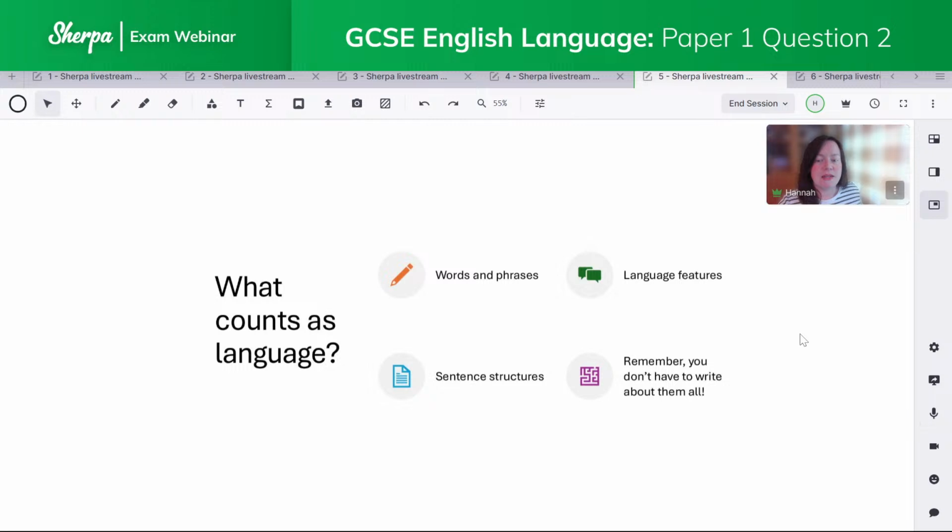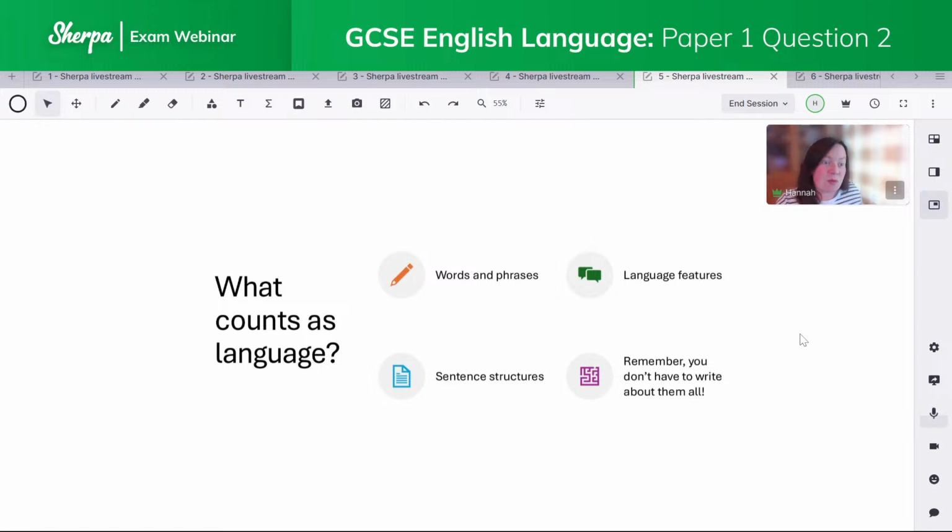So here we go. I keep saying language, analyse, analyse, and we need to talk about what counts. So it's words and phrases. That is just any particular word that stands out as being interesting, powerful, anything that stands out as linking to the question, of course. So words and phrases absolutely count.